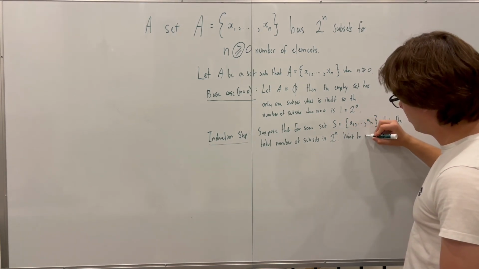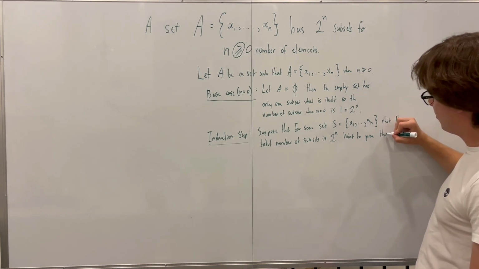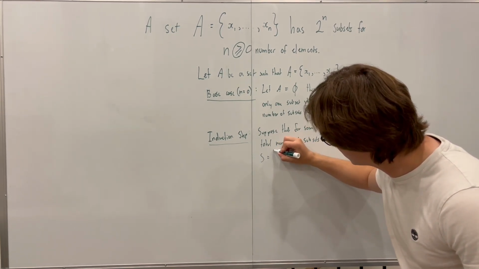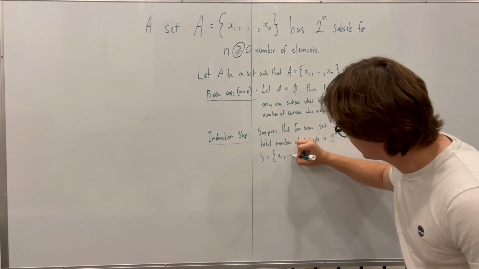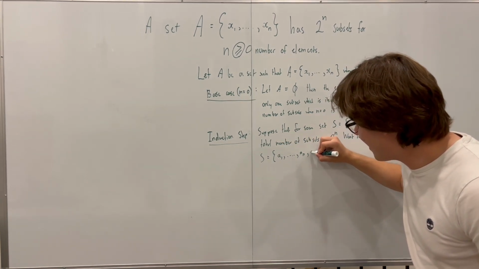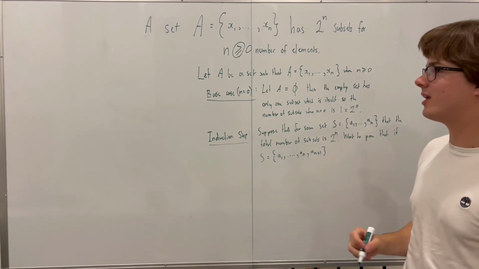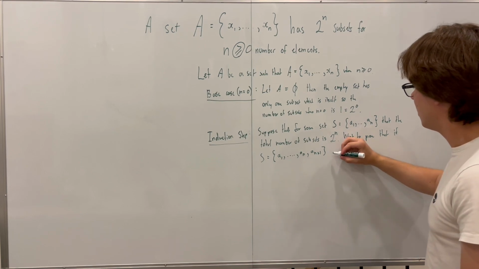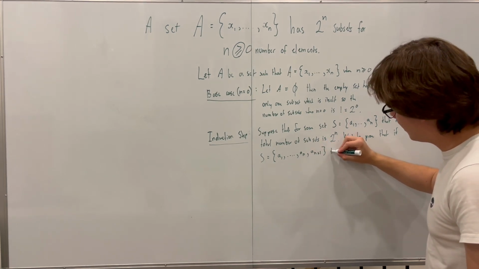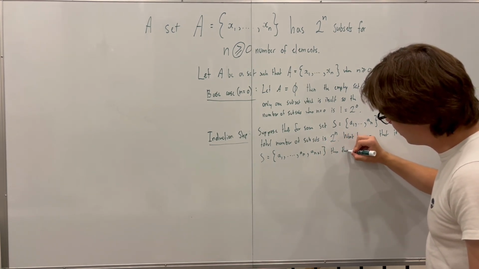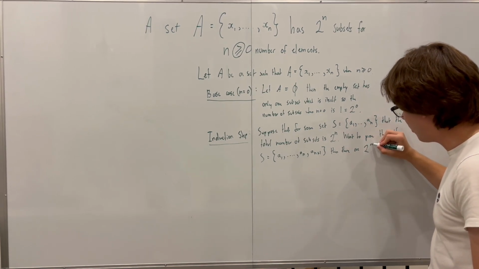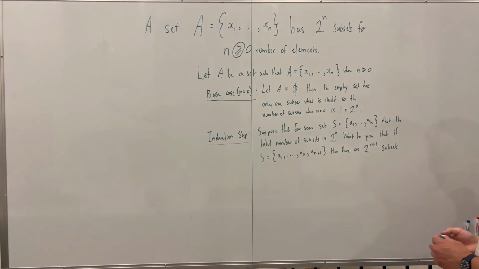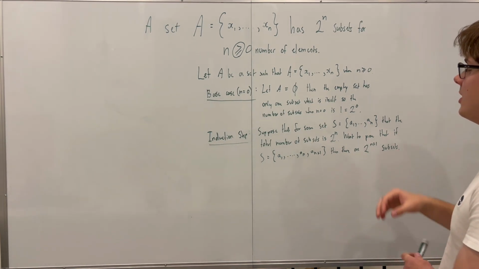want to prove that if the set S is going to equal A1 ... An and An+1. So we want to prove that it's going to be true if we add an extra element to A, or to our set. We want to prove that if then there are 2 to the power of n+1 subsets. Okay, so this is the hard part. Where do we go from here?